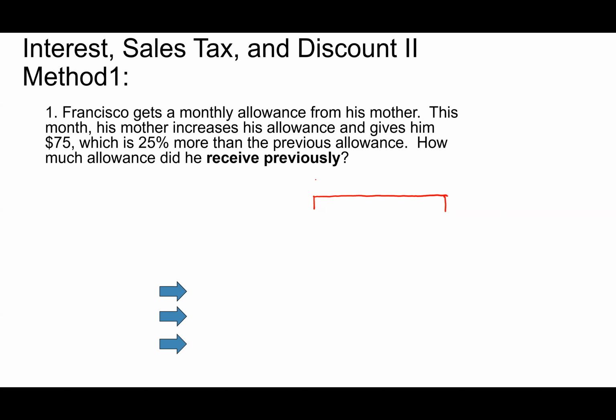Okay, let's draw a bar model. What are we comparing to? Where is our 100%? Is it how much Francisco is getting now? Or is it how much Francisco got in the past? Piper? Okay, in the past, right? We're comparing it to his previous allowance. So let's go ahead and draw our 100% right here. We don't know how much he made. That's what we're trying to find out.